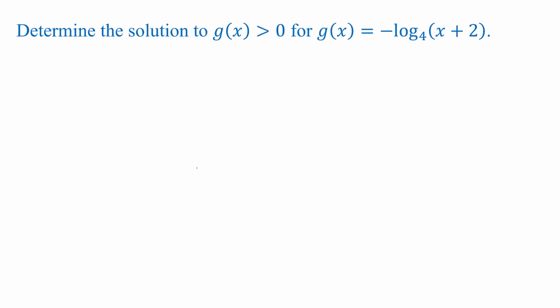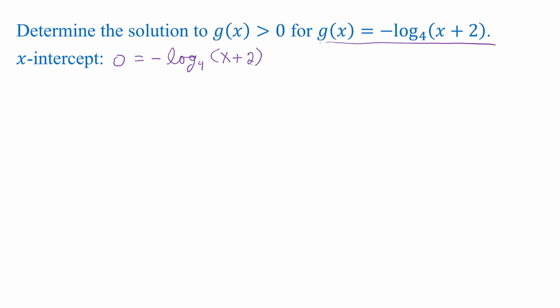Let's move on to determining the solution to g of x is greater than 0 for g of x equals negative log to the base 4 of (x plus 2). And this is indeed the graph that we had earlier that I told you to keep in mind. And what we're going to do before we get to that graph, though, is find the x-intercept of g of x, which I will find by setting y equal to 0, or in this case, setting g of x equal to 0. We have 0 equals negative log to the base 4 of (x plus 2).